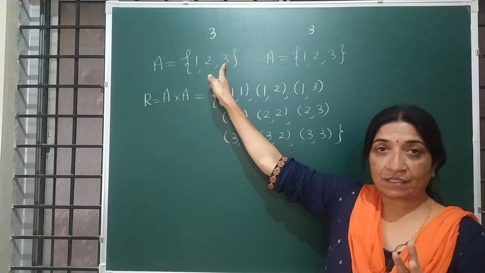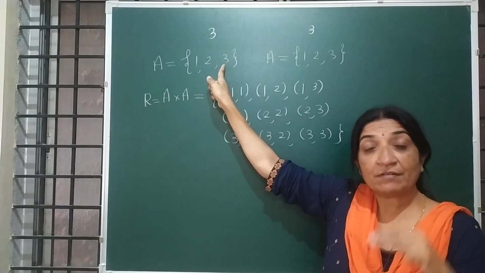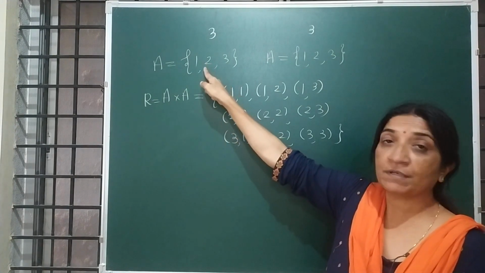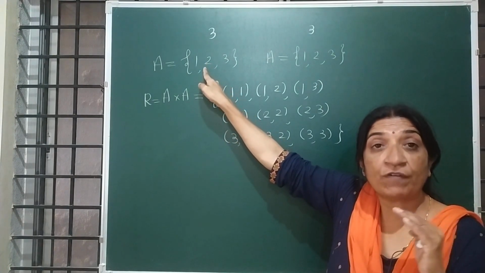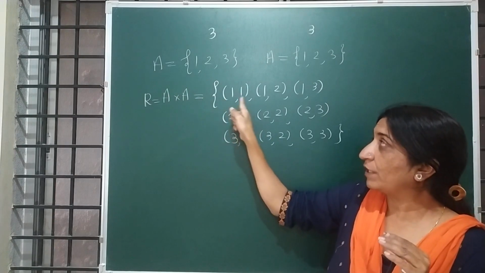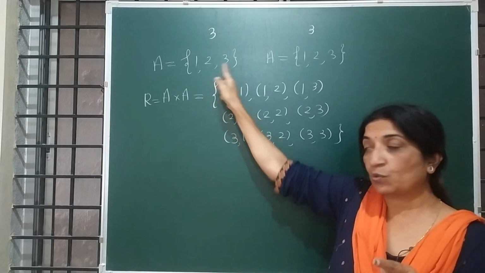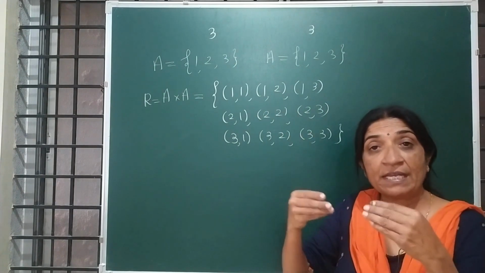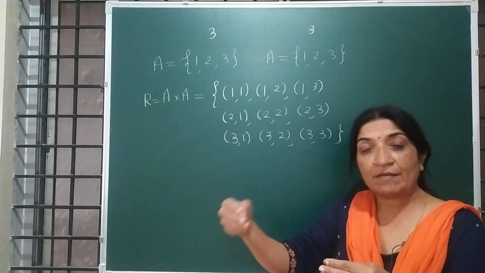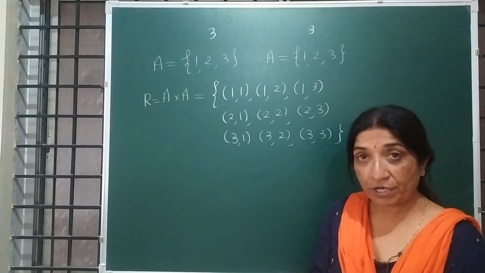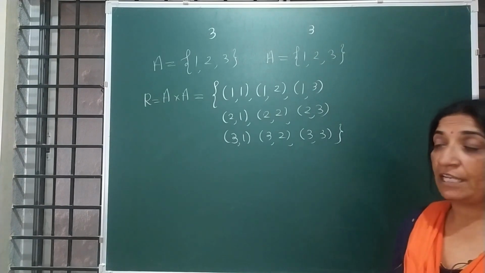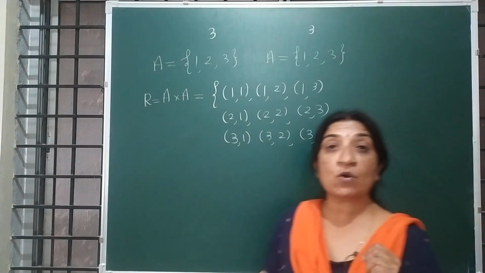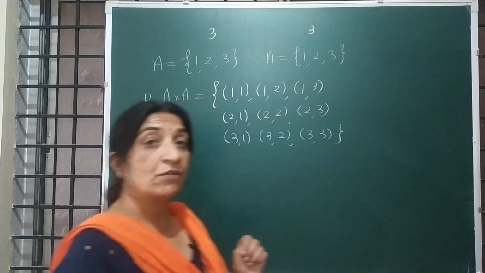3 elements are there. Same elements, same ordered pair, equal ordered pair, like 1 1. First number is 1 1. We have to find 1 1 in the relation. Yes, 1 1. Next one is 2 2. Yes, 2 2. And the next one is 3 3. How many elements are there? For all the elements, if you find the same ordered pair, like 1 1, 2 2, 3 3, then we are calling it a reflexive relation.